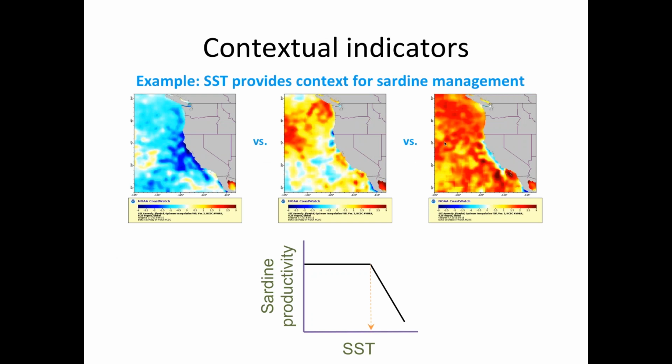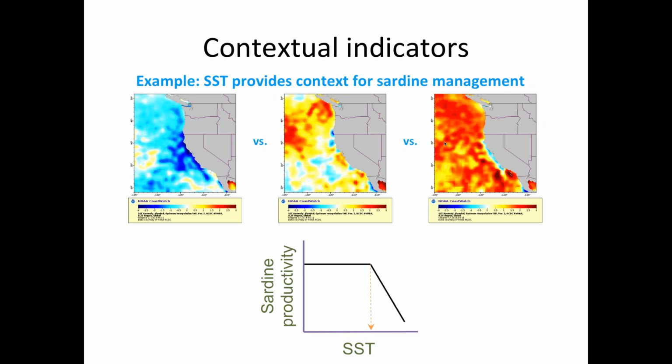The one thing I do want to say is that if we have information about the ecosystem, it could be used in the context of developing harvest guidelines or control rules for fisheries, and I think that is something well worth considering. In the second webinar in this series, Chris Harvey presented a slide that looks something like this, with the example of how sea surface temperature provides a context for sardine management presently.